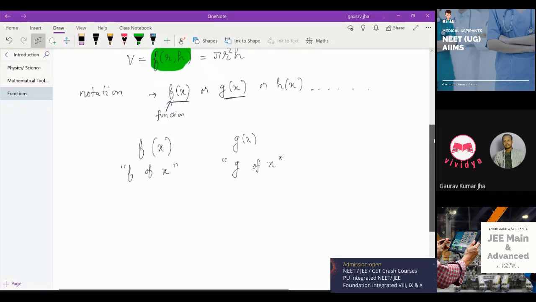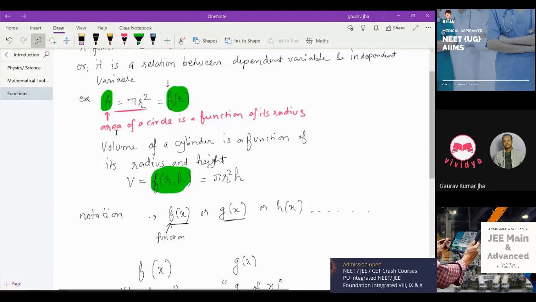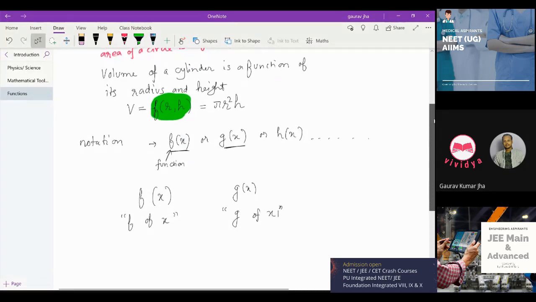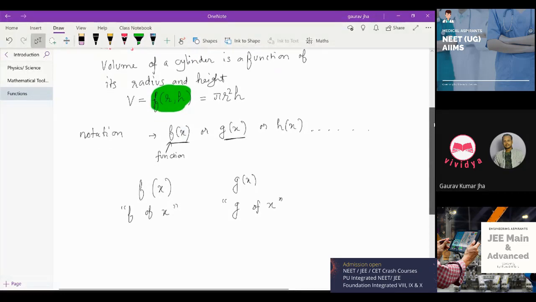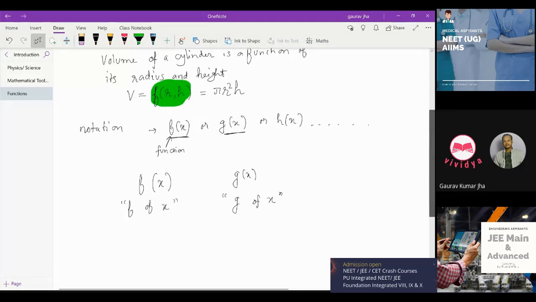Now, I have given you an example of a dependent variable and an independent variable. Sometimes the function is dependent on only one variable. Sometimes the value of the function is dependent on two variables. Pi is not a variable. We all know that, right? Pi is not a variable. It came in the form of the description of the function. That's a relation of the function.